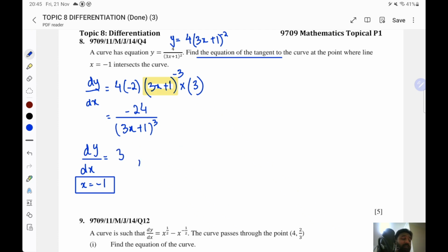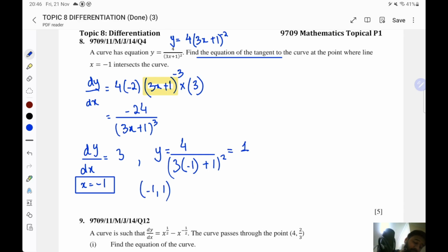The other thing we need to know is the coordinates of the point. We already have the x coordinate. We just need to find the y coordinate where x is minus 1. So it will be 4 divided by negative 3 plus 1. The value of y is also 1, so the coordinates are -1 and 1.